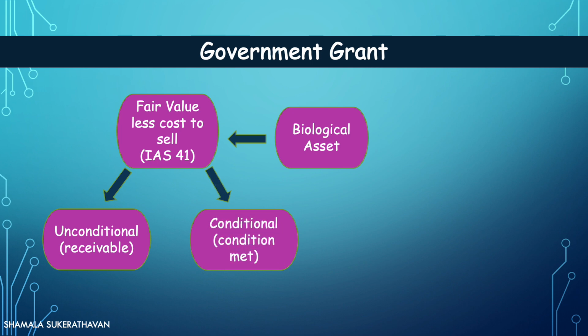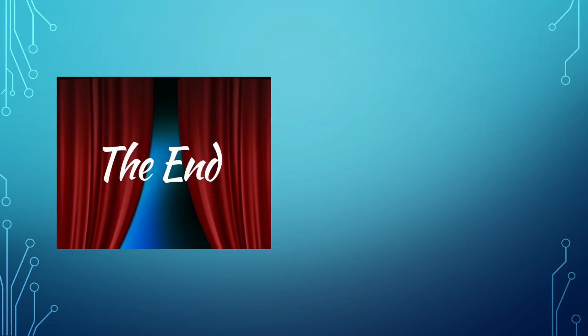On the other hand, a government grant related to biological assets measured at cost, less accumulated depreciation and impairment losses, is accounted under IAS 20, Accounting for Government Grants and Disclosure of Government Assistance. This concludes the lecture series on IAS 41 Agriculture.